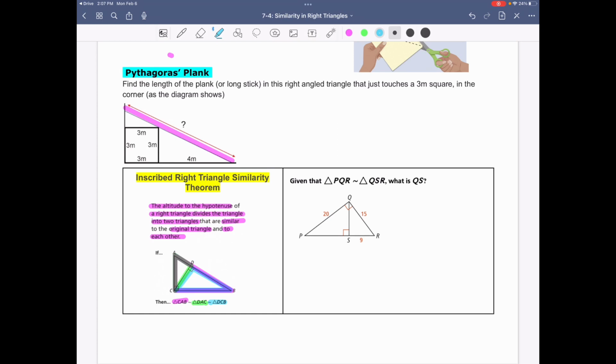So let's look at this problem. We're going to apply this theorem. We have triangle PQR, and we're saying it is similar to QSR. We want to know what Q to S is.